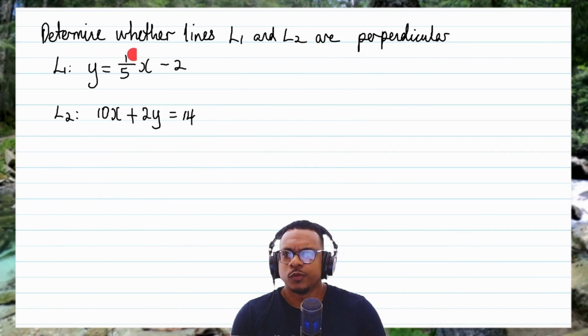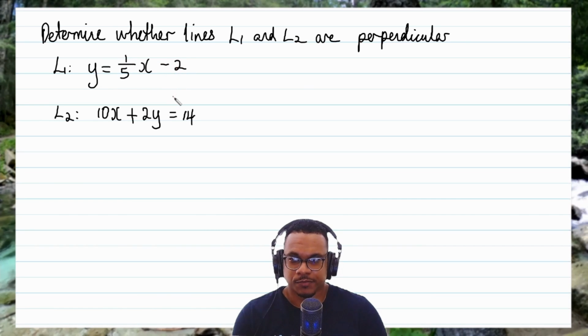So here I have to determine whether the lines L1 and L2 are perpendicular. So for L1 we have y is equal to 1/5 x, take away 2. So this is already in the form y equals mx plus c. So we know that 1/5 is the gradient and negative 2 is the y-intercept.